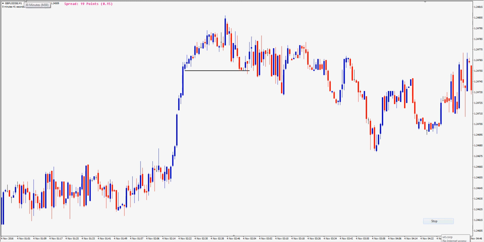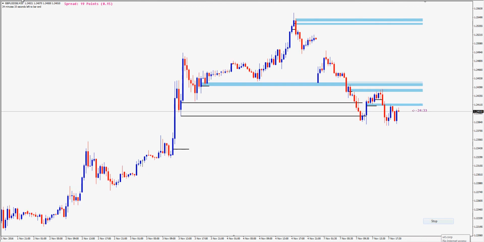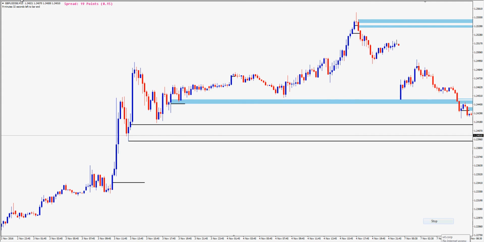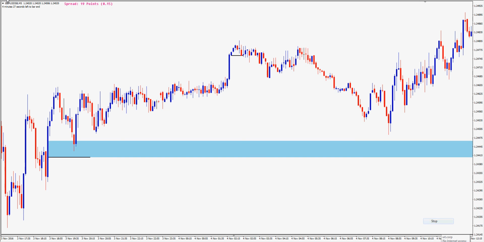You want to find something higher time frame and then use this stuff in a lower time frame to determine where you want to trade. Don't know how far up we got there. Oh, just to here.